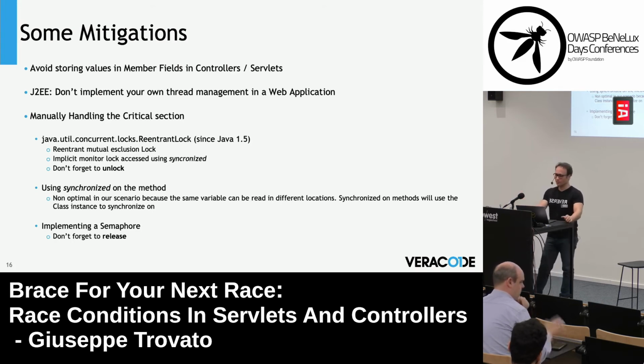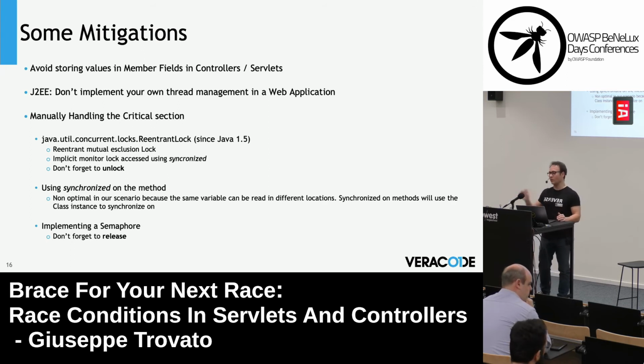As I noted here, J2E does not implement thread management. So if you want to do that, don't do it yourself. As we were saying earlier, frameworks in this case come to help you. But as we were also saying, frameworks are too complex, so you may end up falling for the same pitfall of not knowing what the technology you are using does. Then there are options like manually handling the critical section. As I was saying, you have different options, depending on the language.